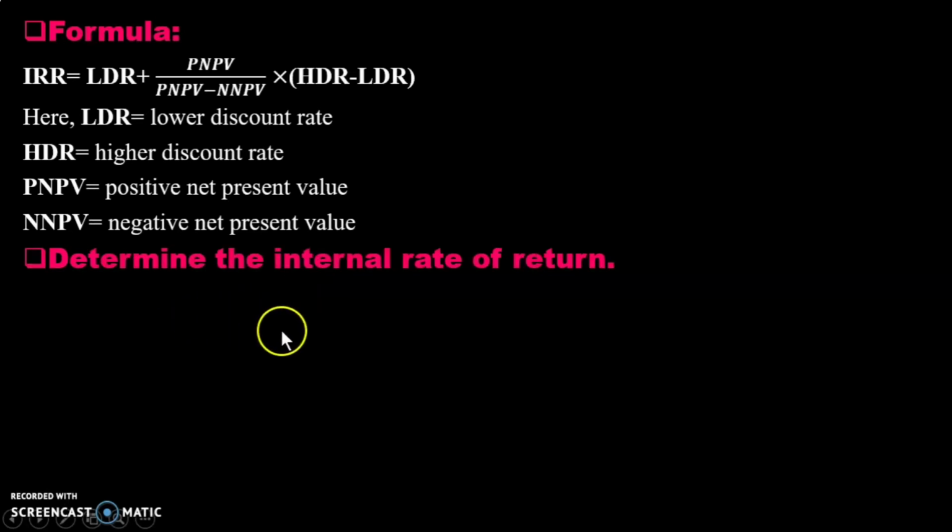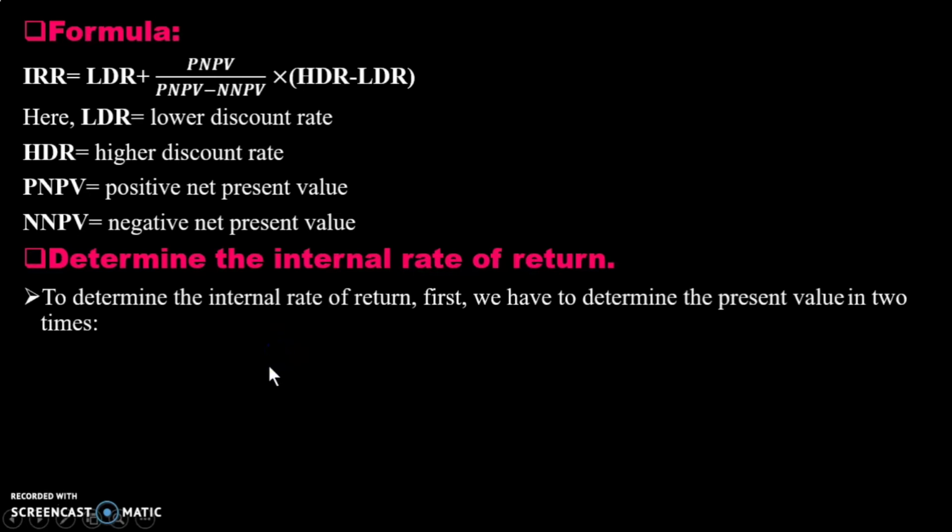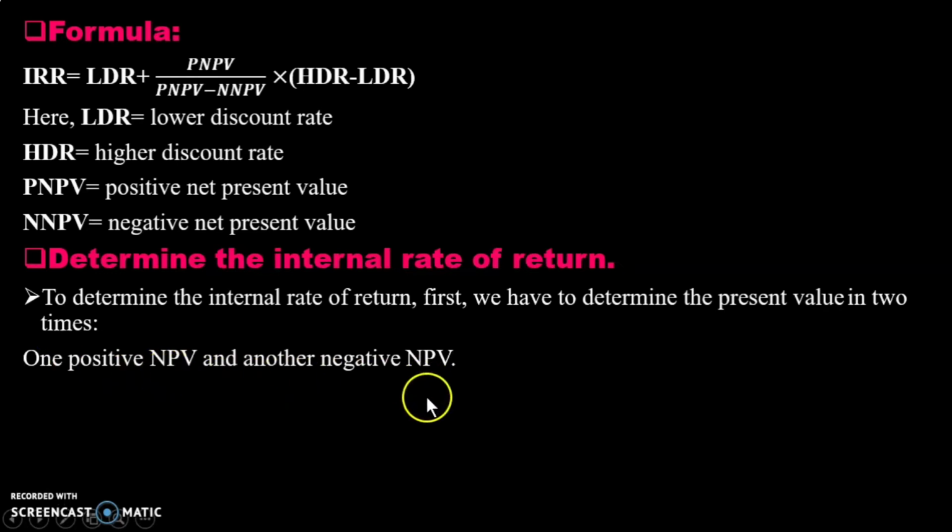Determining the internal rate of return. For determining IRR, we have to calculate NPV two times. To determine the internal rate of return, first we have to determine the net present value two times: one positive NPV and another negative NPV.